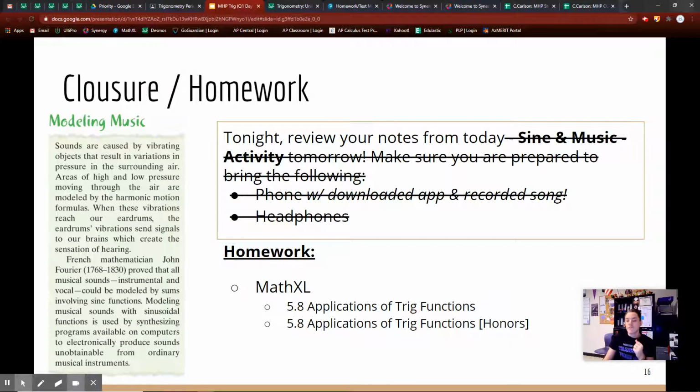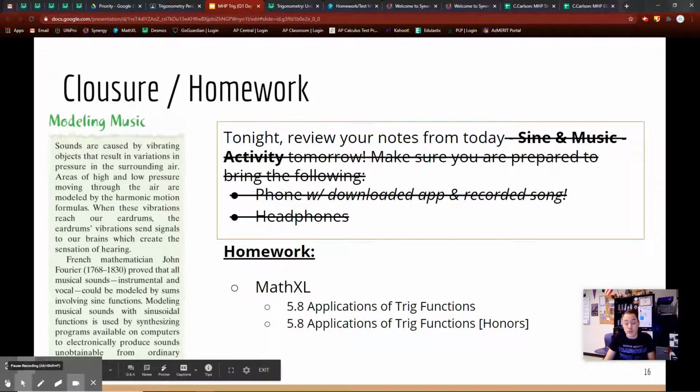Okay, so 5.8 on Math Excel. I hope you enjoyed this unit. I really, really do. I really love trigonometry. It's not my favorite unit. My favorite unit is by far the next one. I love it, but let me tell you, get ready.